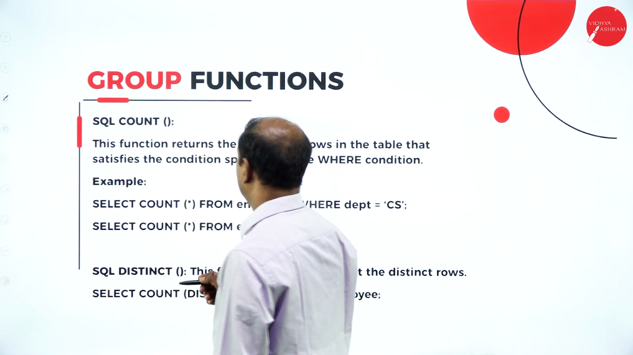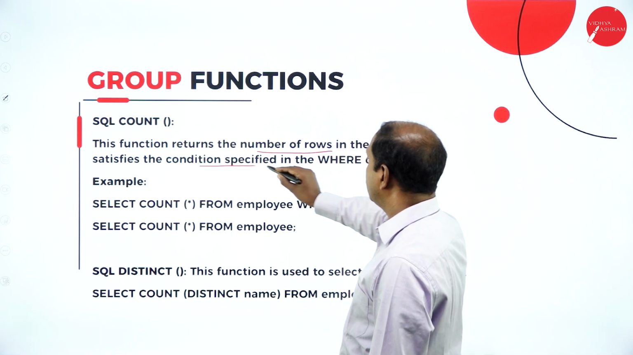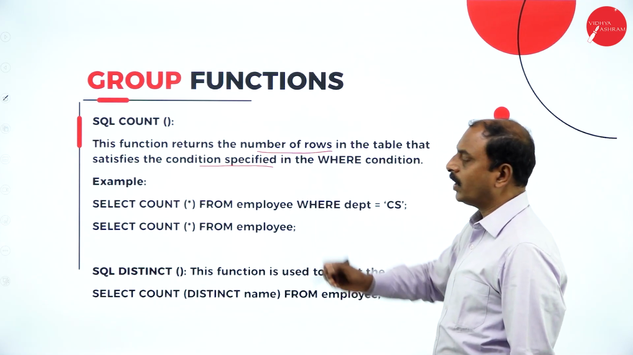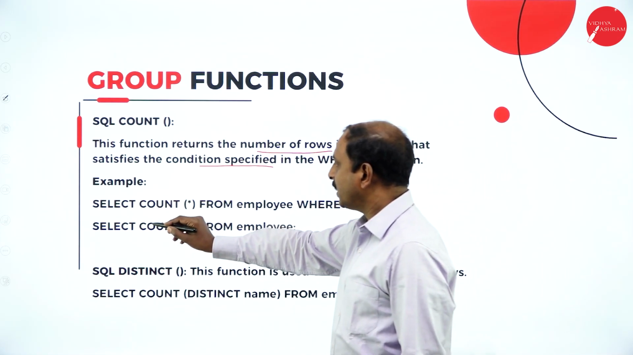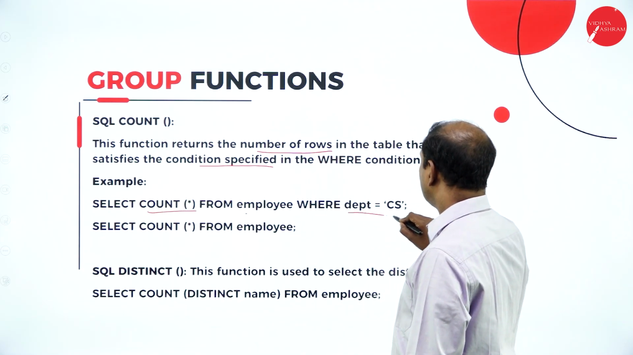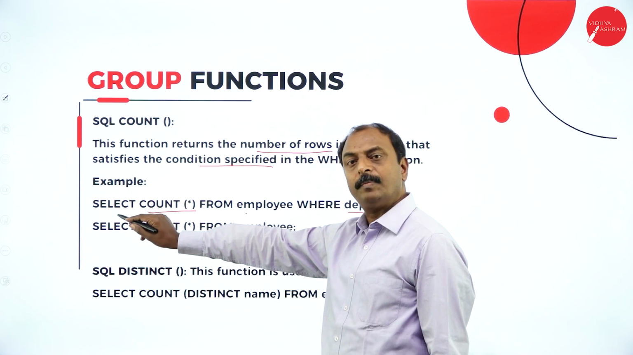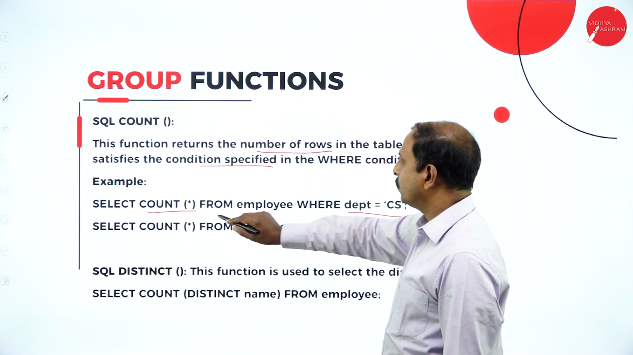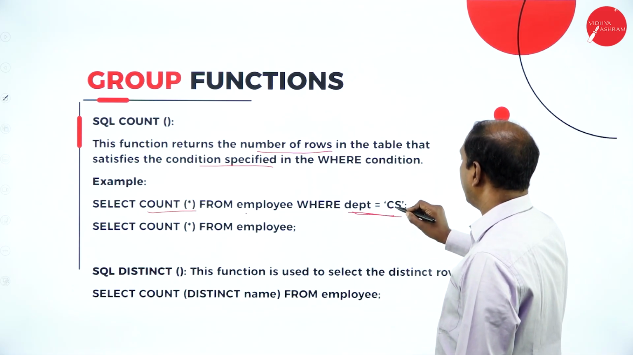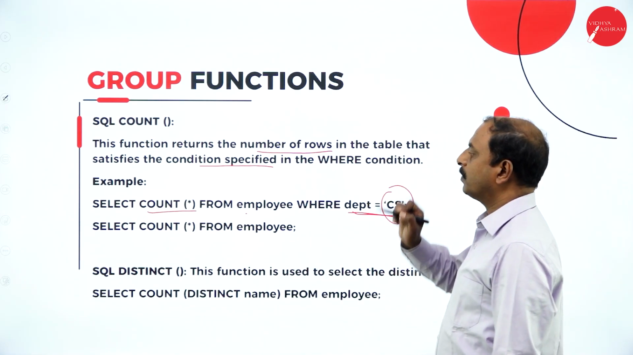First one is the count function. It returns the number of rows in the table that satisfy the condition specified in the where clause. So this is the command you have seen in our previous slide. Select count, this is the example, from employees where department is equal to CS. In this example, select is the command to retrieve the data or a record from a table. Accordingly, it is going to count how many records are there of the department where its value is equal to CS. It is going to count the number of CS in the department field.